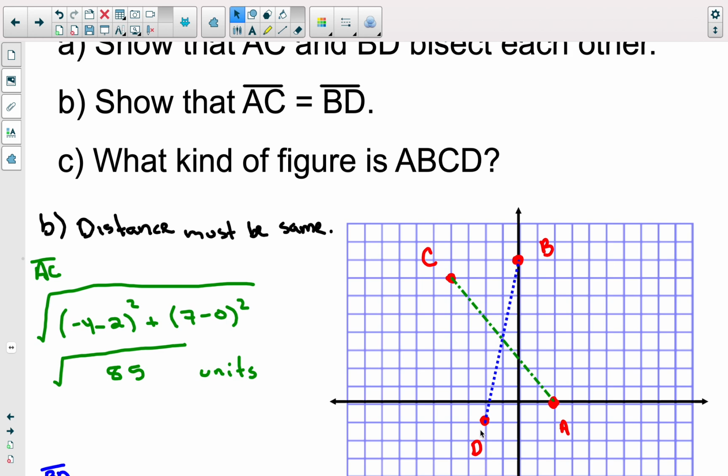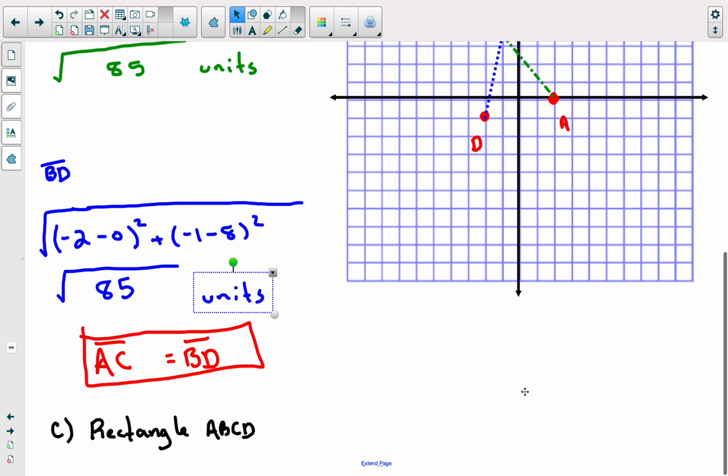And some of the characteristics of the parallelogram, the rectangle being under the umbrella of parallelograms, is that the diagonals, in this case BD and AC here, are congruent and they bisect each other, right? So therefore we have a rectangle named ABCD.